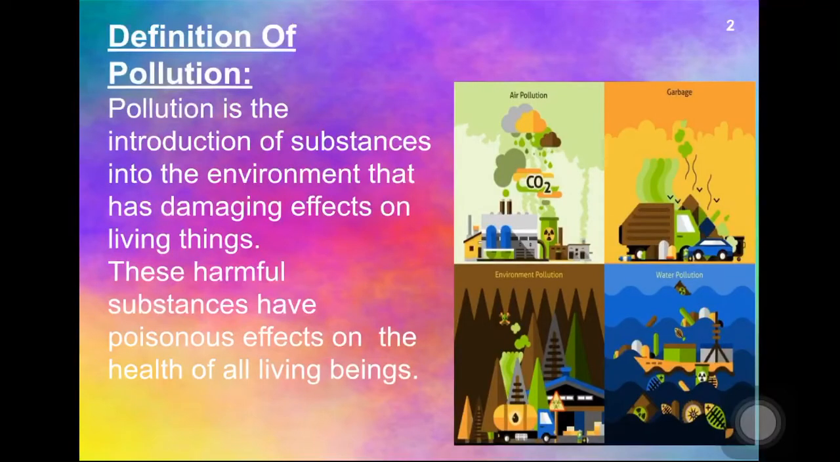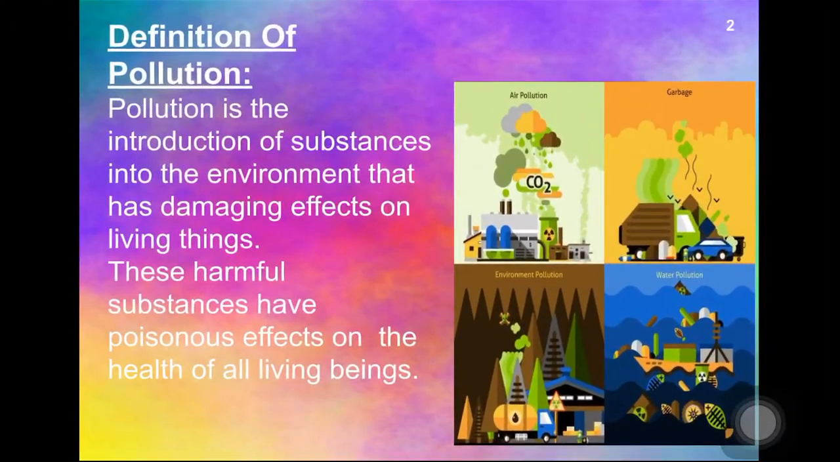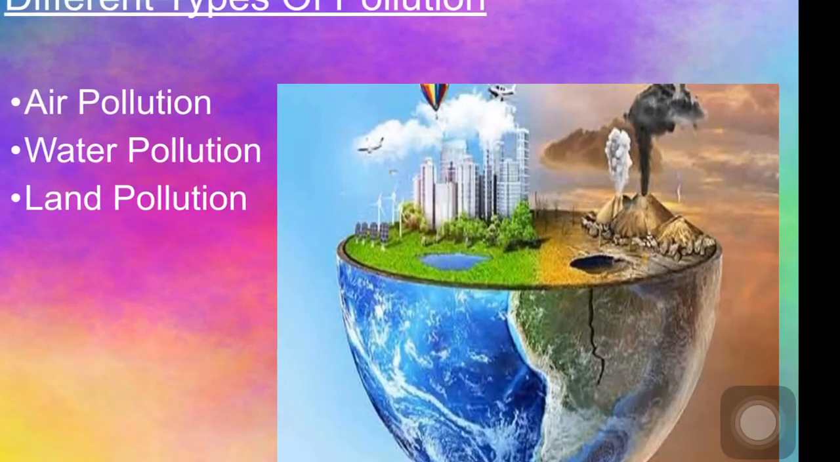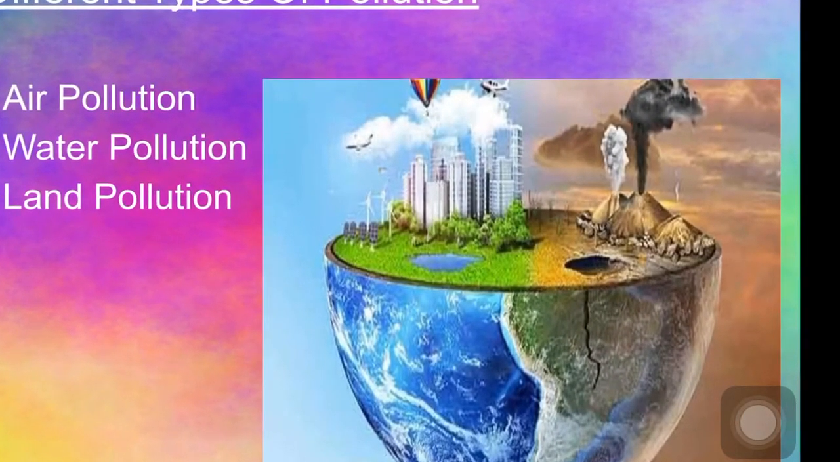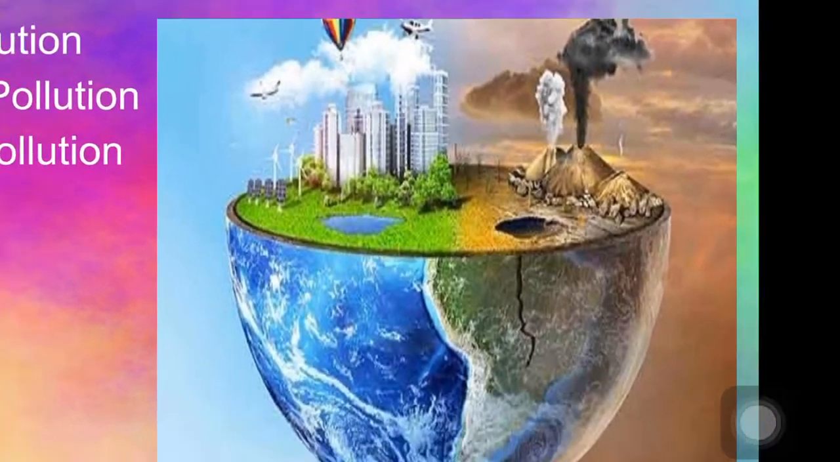First, let's see the definition of pollution. Pollution is the introduction of substances into the environment that have a damaging effect on living things. These harmful substances have poisonous effects on the health of all living beings. Different types of pollution, as you can see, and you know very well about air, water, and land pollution.